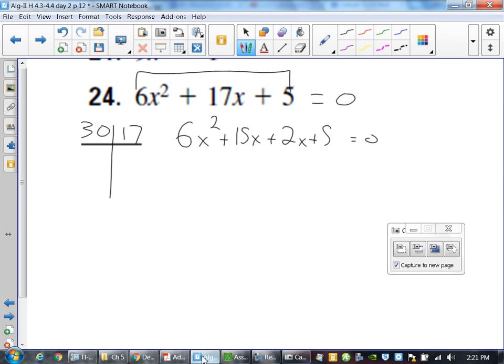Now, what I've done here is I've turned my trinomial into a quadrinomial, the 4-term part. Since I have an even number of terms now, I'm always going to try to group. So I'm going to try and see if I have a GCF. Hey, I do. 3x. And I have a 2x plus 5.